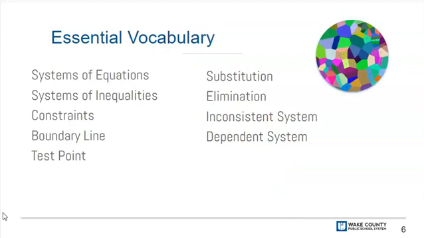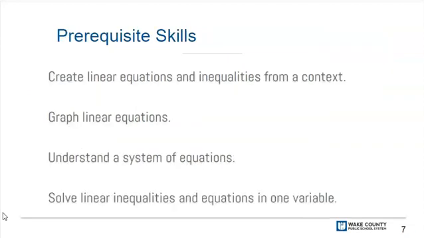Here is a list of key vocabulary terms from this unit. Some of these vocabulary terms should already be familiar to you from previous courses. Here are some key skills needed to be successful with the content in this unit. You should be able to create linear equations and inequalities from a context, graph linear equations, understand a system of equations, and be able to solve linear inequalities and equations in one variable.